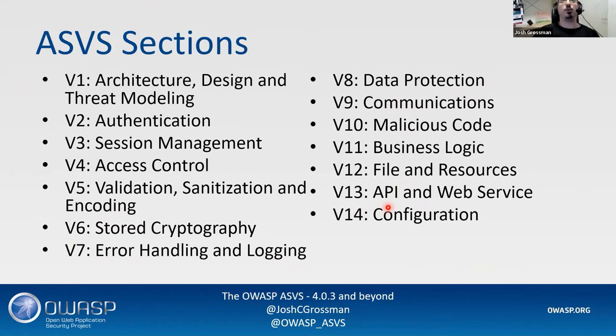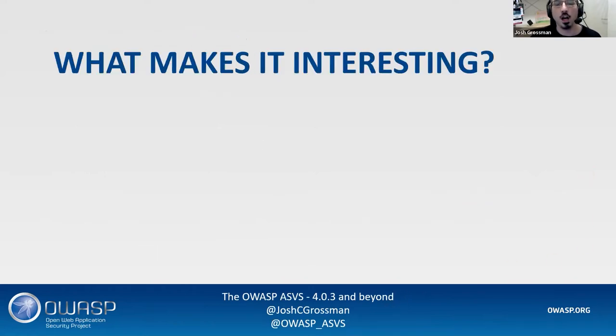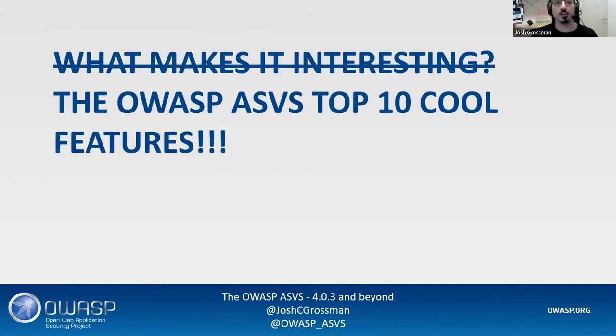So when I'm giving a talk about the ASVS, I deliberately don't want to start talking about, okay, here's this standard, here's what's in this chapter, and go through all the requirements. There are a lot of requirements, as we know, and it doesn't make it super interesting. So what I like to do is pull out a few interesting examples. Like I say, OWASP loves its top 10s. So I sometimes talk about the OWASP ASVS top 10 cool features.